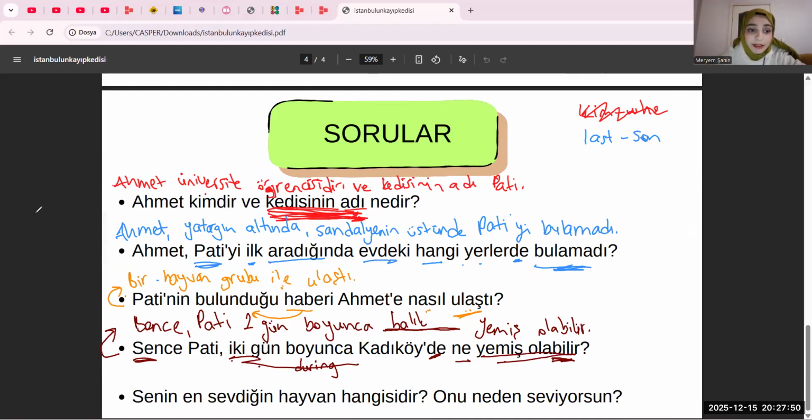And the last one, last but not least, which color? I'm not pretty sure if you're seeing the color options, so I'm all alone while picking it. I'm gonna go with green because we didn't use it yet. Senin en sevdiğin hayvan hangisidir? What is the animal, which is the animal that you like the most? I underlined the words by translating order. What is it?